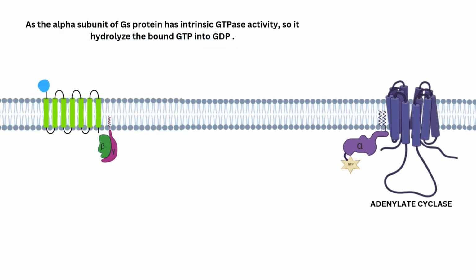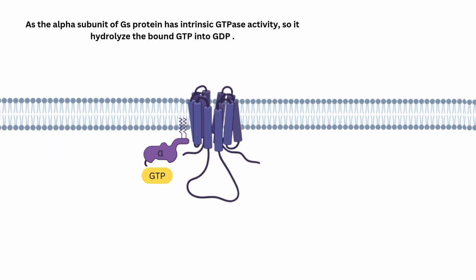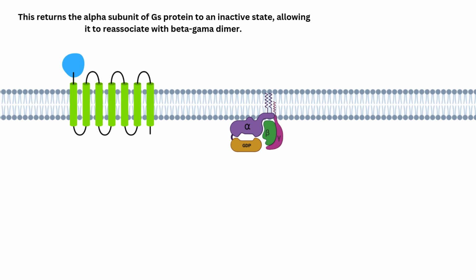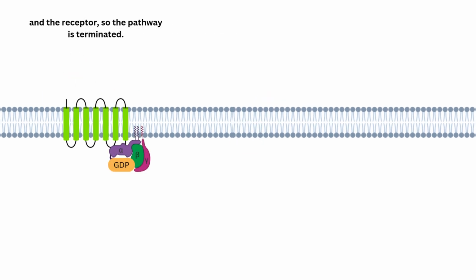As the alpha subunit of the GS protein has intrinsic GTPase activity, it hydrolyzes the bound GTP into GDP. This returns the alpha subunit of the GS protein to an inactive state, allowing it to reassociate with the beta-gamma dimer and the receptor, so the pathway is terminated.